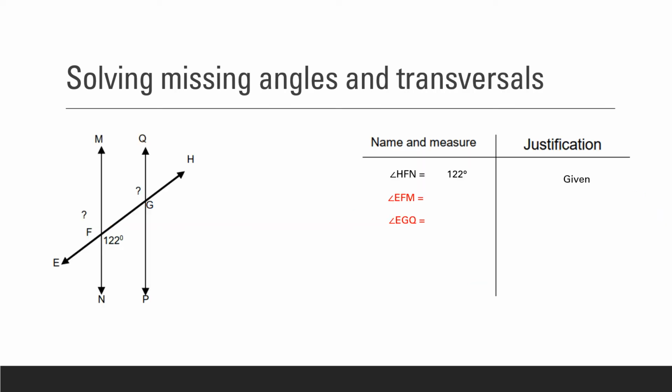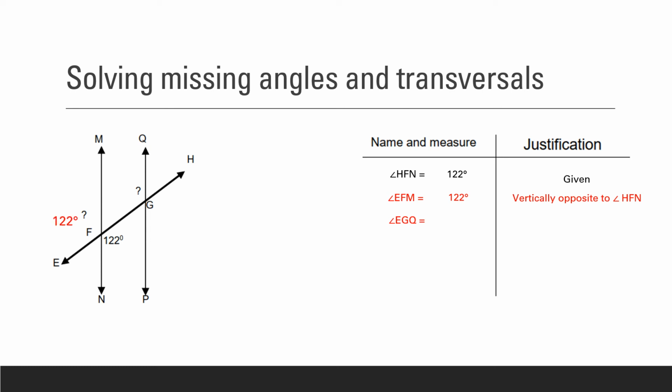Okay, last question. We have a parallel lines and transversals question, so we know we can use some of those properties to help us. We're only given one angle here, HFN, which is equal to 122 degrees, and we're supposed to find EFM and EGQ. So I'm going to start with EFM, and I know right away that that's got to be 122 degrees, and the reason is because it's vertically opposite from the one that's given to us, HFN.